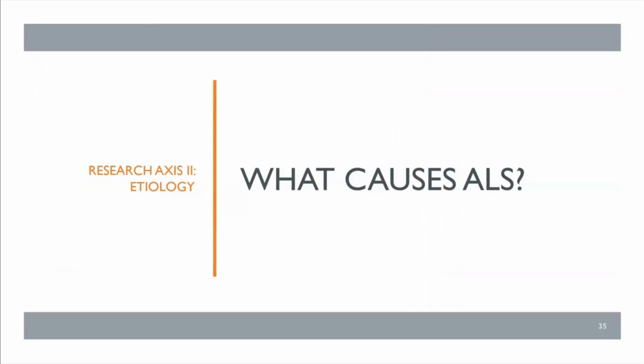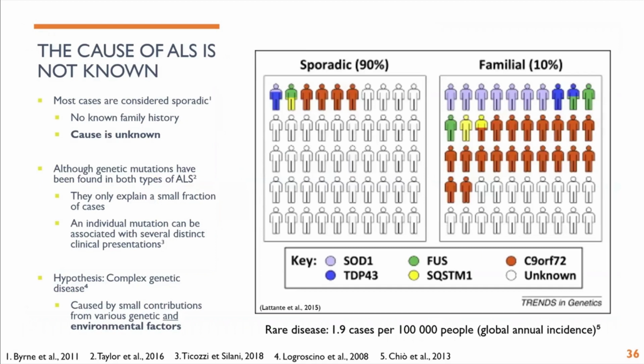So what causes it? Well, unfortunately, the cause is unknown. We know so little about ALS at the moment when it comes to this. A big contributor to that is most cases are considered sporadic, in fact, up to 90%. What this means is they have no known family history for the disease. So the cause is unknown. And although there have been a bunch of genetic mutations identified, in fact, as many as like 680, unfortunately, they only explain a very, very small proportion of cases.